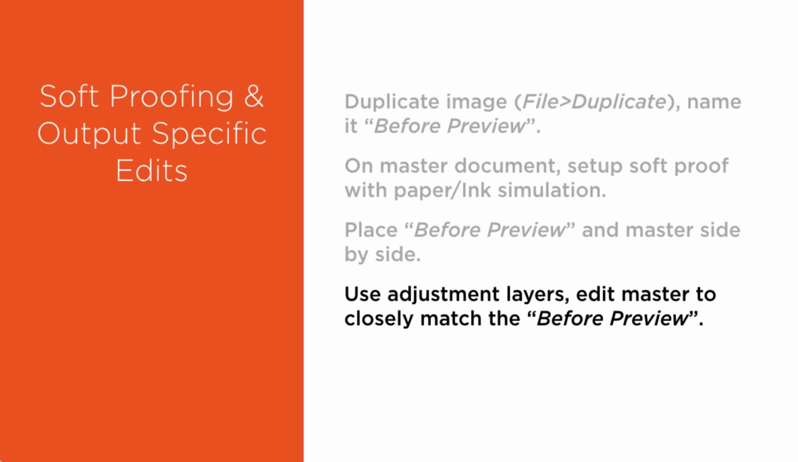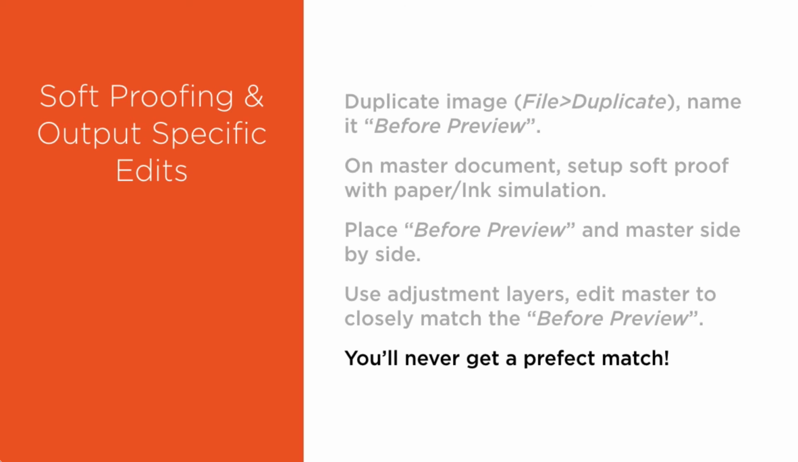The preview image is not going to be saved. It's only there for us to view on screen. As soon as we make our adjustment layers, we can just close it. We don't have to save it. And you have to keep in mind, you're never going to get a perfect match. The idea is simply to look at the two side by side and edit them if necessary to get them closer. Now, you don't have to do this for every image too.